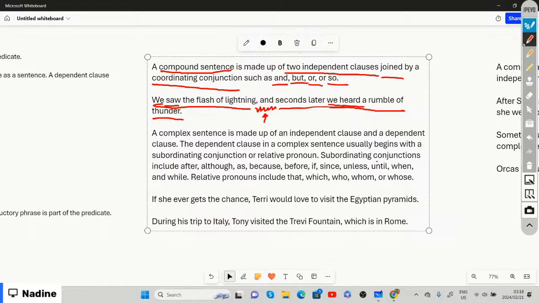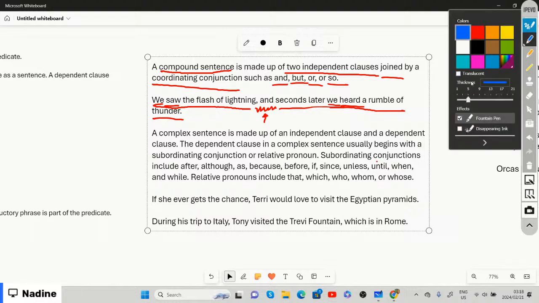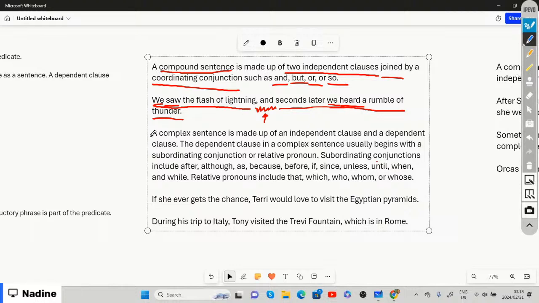And then we have a complex sentence. A complex sentence, right? It is made up of an independent clause and a dependent clause. So it has both an independent clause as well as a dependent clause in one sentence. And the dependent clause within this complex sentence usually begins with a subordinating conjunction.